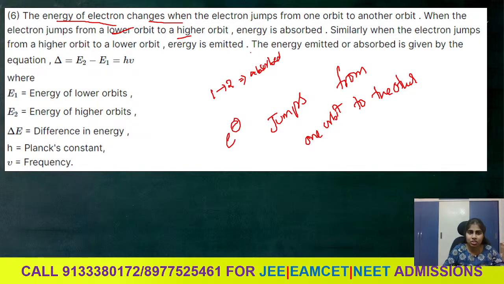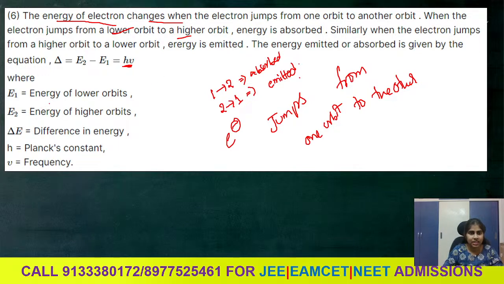Similarly, when the electron jumps from higher to lower, it means it will return back to its first orbit. What happens here? Energy is emitted. So if we take energy levels as E1 and E2, when it moves from E1 to E2, energy is absorbed. When E2 to E1, it is emitted, where this energy emitted or absorbed is given by hν.